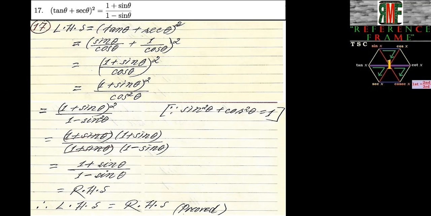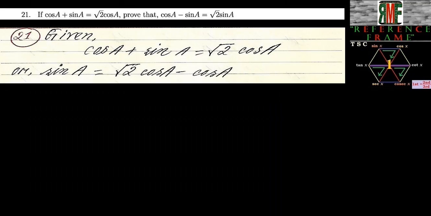So moving to the next one. Okay, this time we're gonna solve question number 21. So look what we are given. We are given cos A plus sin A is equal to root 2 into cos A. Look carefully here, the root is only over 2, not over cos A. So it's root 2 into cos A, not root 2 cos A. Root 2 cos A means the root is above the whole thing, but no, the root is only over 2. Okay, our destination is cos A minus sin A is equal to root 2 sin A.